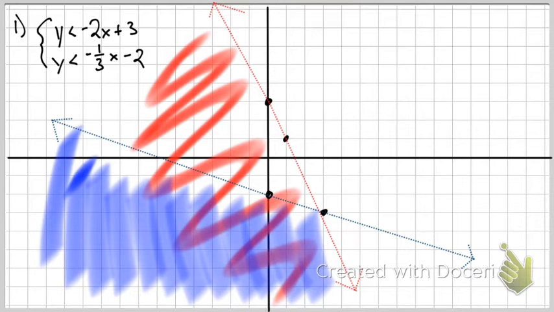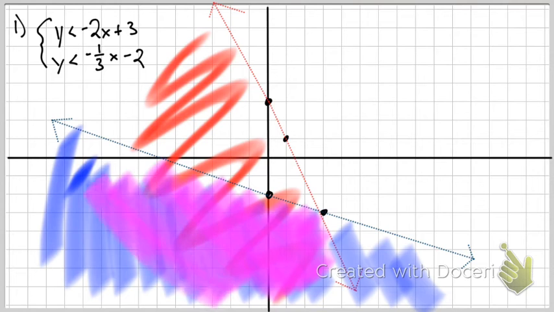All right. And can we see where the two shaded parts are going to cross? Yeah. What color does this make? Red and blue makes purple. So that is the region in which my two inequalities cross.